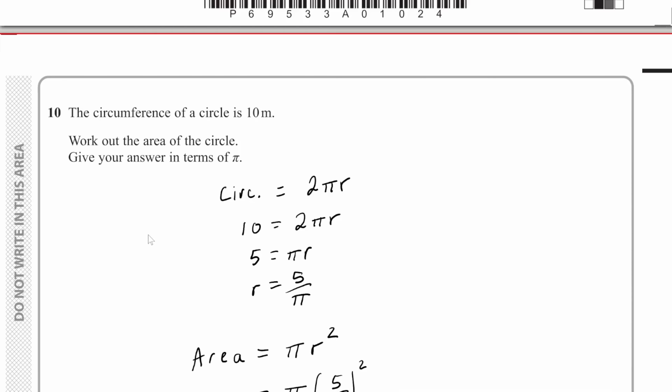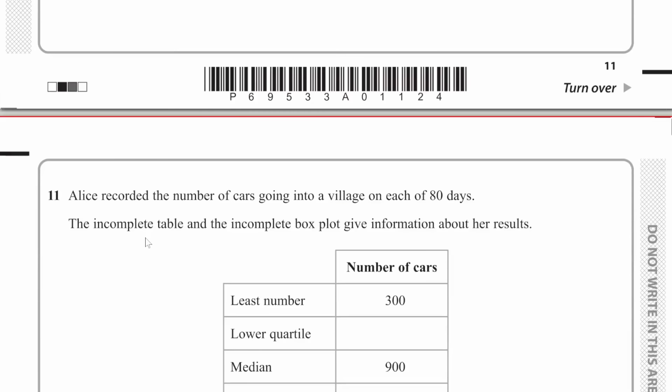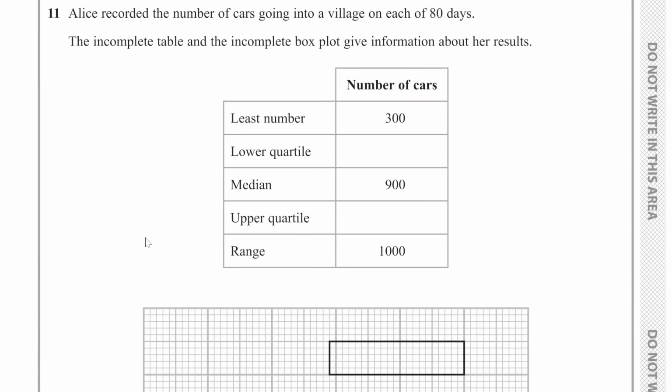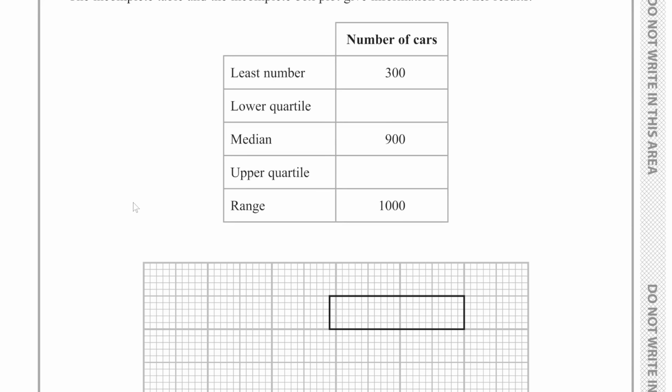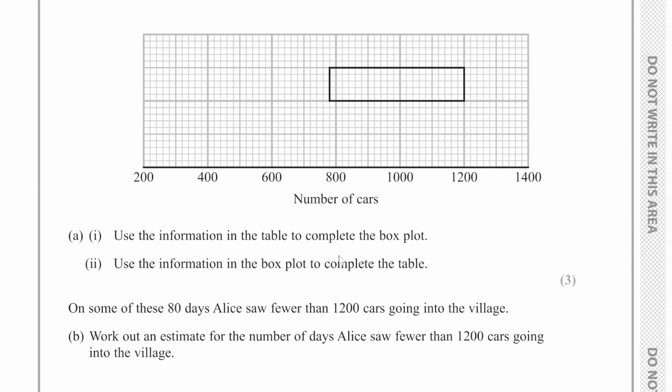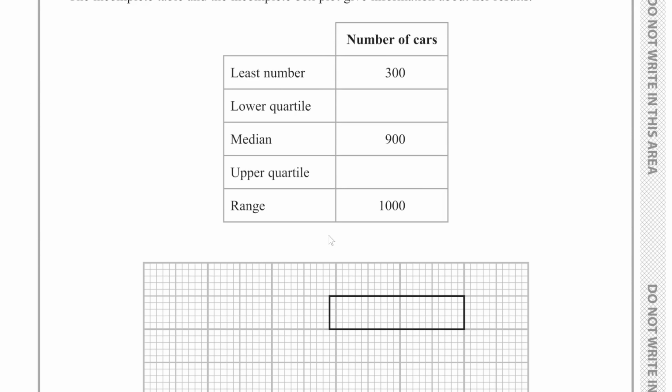Question 11. Alice recorded the number of cars going into a village on each of 80 days. The incomplete table and the incomplete box plot give information about her results. So we just need to finish these off. We're going to use the information on the table to finish the box plot and the information on the box plot to finish the table. Use the information in the table to complete the box plot.